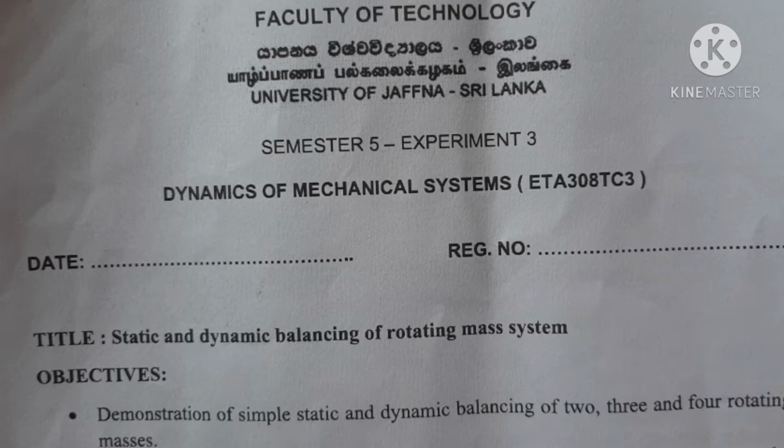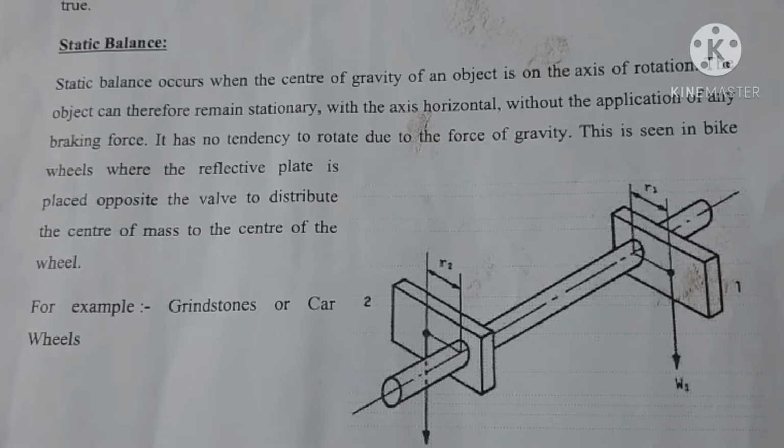In the setup there are mass blocks, and first we are going to use 2 mass blocks and check whether it is dynamically balanced or statically balanced. Let's see the 2 mass blocks. In this setup you can see on the shaft there are 2 mass blocks fixed, and the mass blocks are at a 180 degree angle difference.